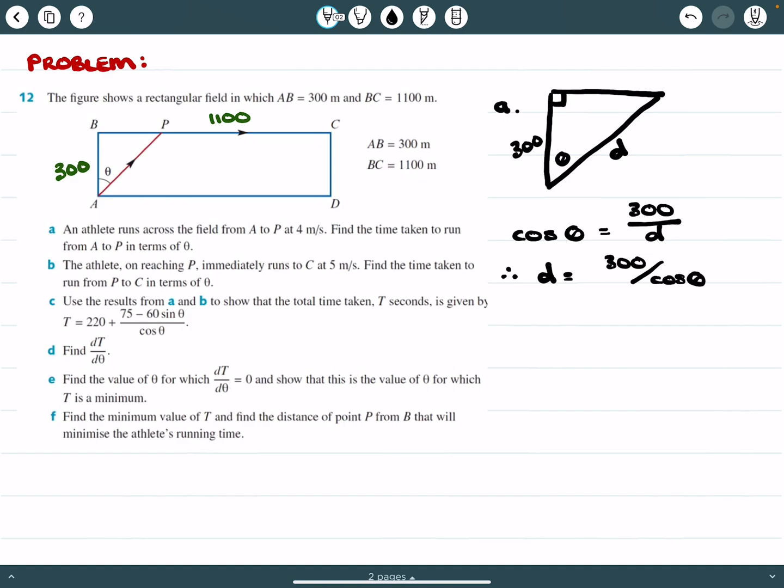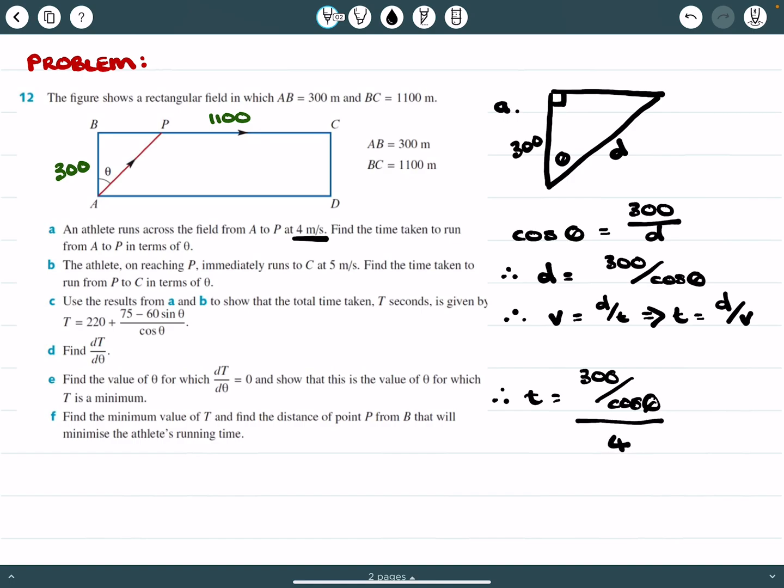Now, the question in part A is not looking for the distance. It's looking for the time taken. But they've also provided us with a speed that the runner is moving at. So what I'm going to use is V equals D on T, and I'm going to rearrange that in terms of time, and that's going to give me distance on the speed of the runner. Therefore, the time is going to equal the distance, which I know is 300 on cos theta, divided by the speed of the runner.